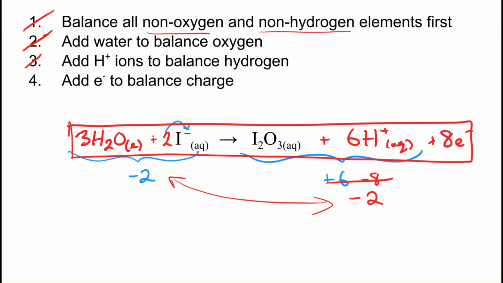Some questions that I could ask you about this. I could ask you, is this an oxidation or a reduction half reaction? And when I see that electrons are in the product side, it's producing electrons, so it's losing electrons. That means this is an oxidation half reaction. Hopefully that makes sense. Let us know if you have any questions.